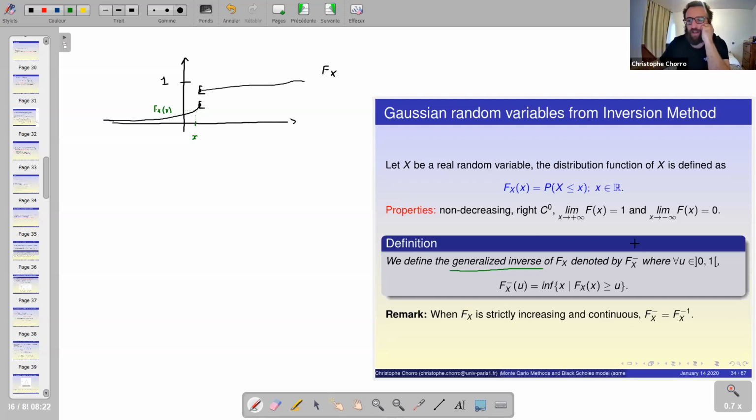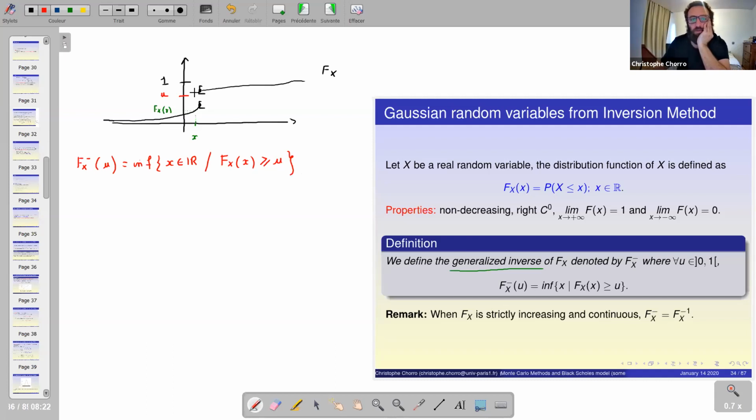What is the way we define the generalized inverse of F_X? If I take a u in the interval 0, 1, I define, it's a definition, F_X minus of u. That is the infimum of the x belonging to R such that the distribution function at the point small x is greater than my u here.